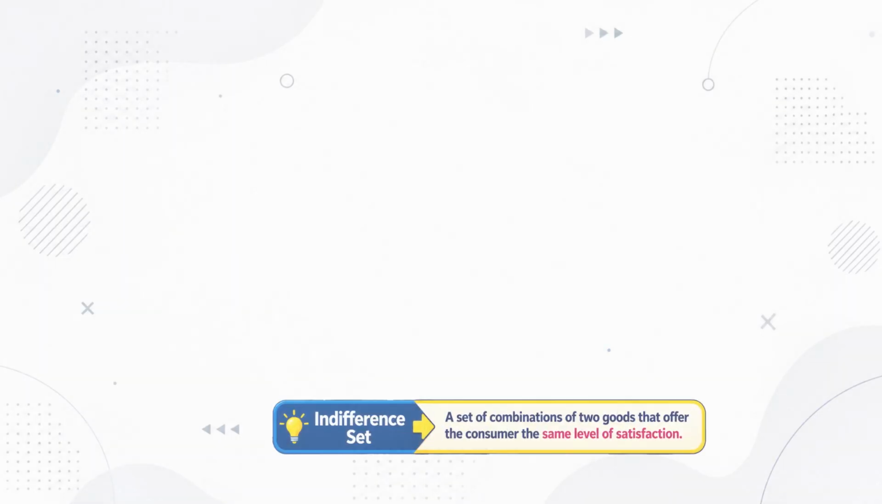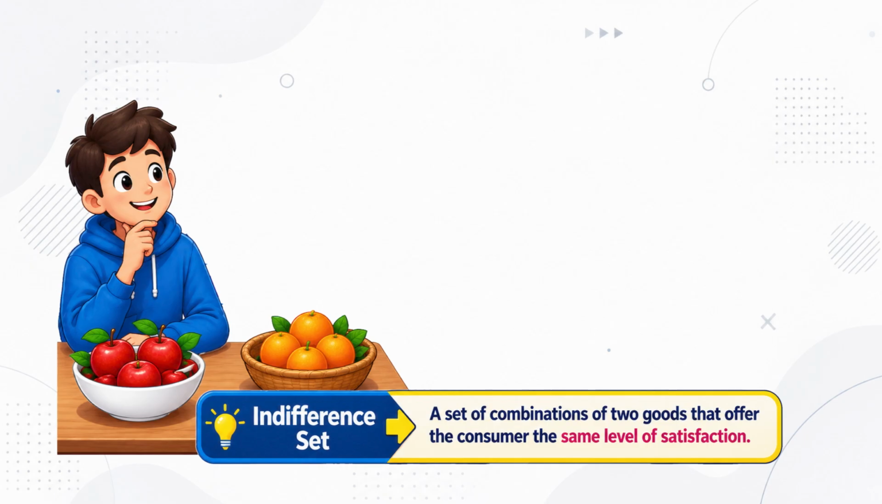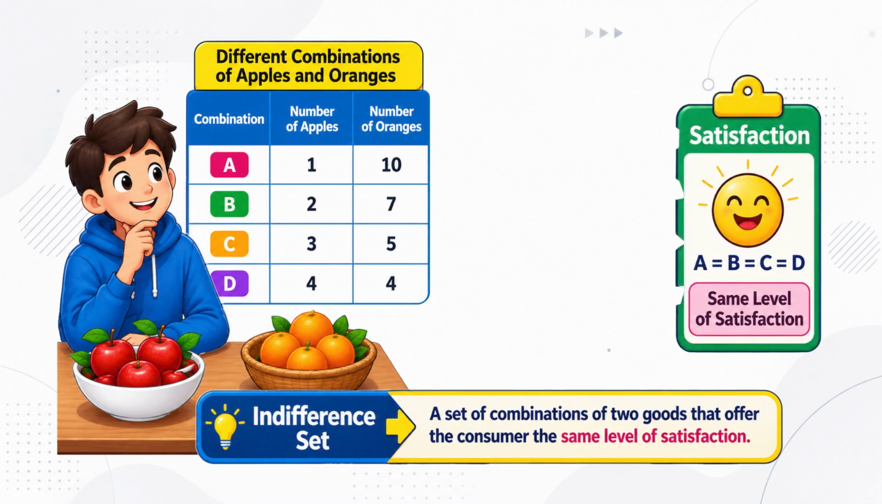Let us look at indifference set and indifference curve. Suppose a consumer likes all the combinations of apples and oranges given in this table equally, because each combination gives him the same level of satisfaction.